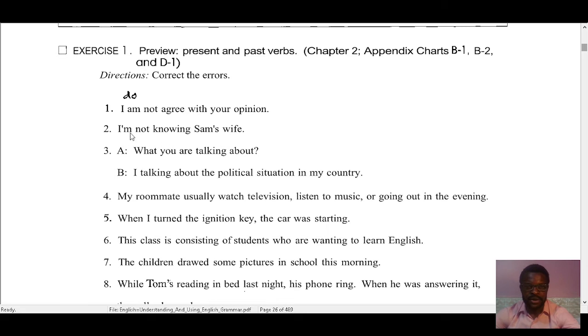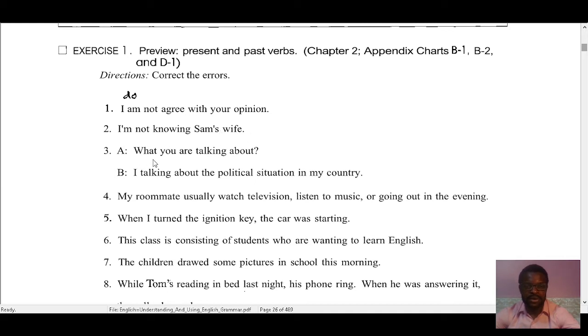So we've got the second one, said, I am not knowing Sam's wife. You see, the same thing with knowledge. Nobody knows how much of a thing that you know. So know is a stative verb, so we cannot use it in the continuous form. Say, I am not knowing Sam's wife. We don't say that. Say, I don't know Sam's wife.